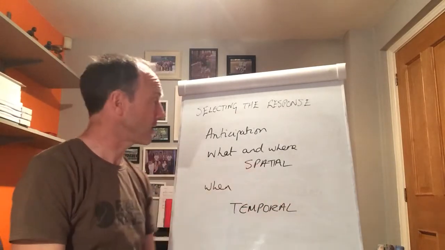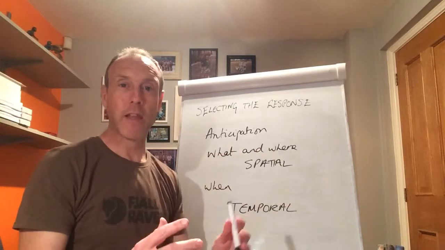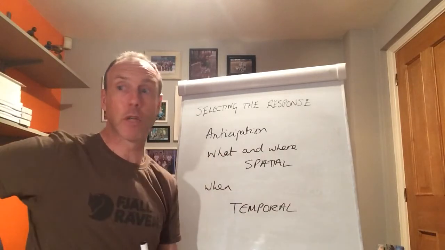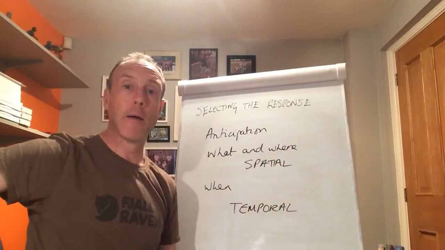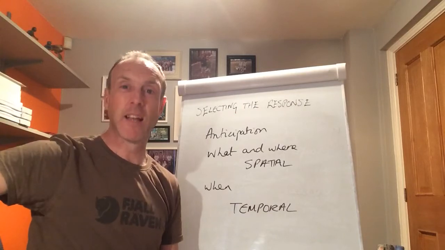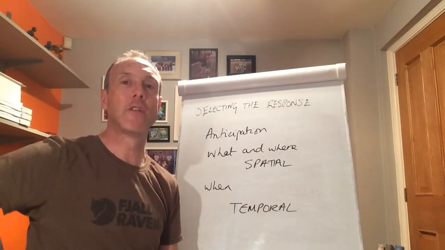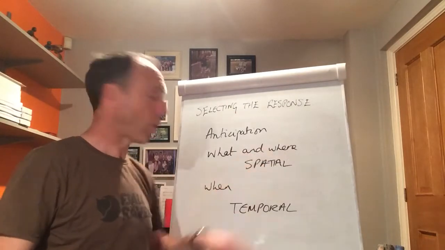Does it look like a chest pass? But also, where are they going to pass it? Where are they looking? But also, where is my opponent signalling? Where does it look like they're going to go? Where are they dodging towards? So that's the what and the where and when.